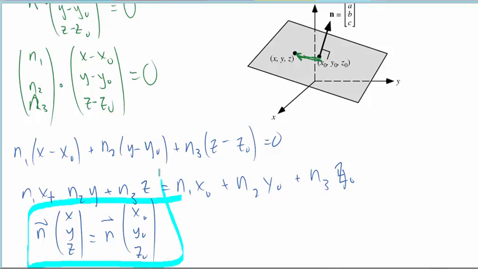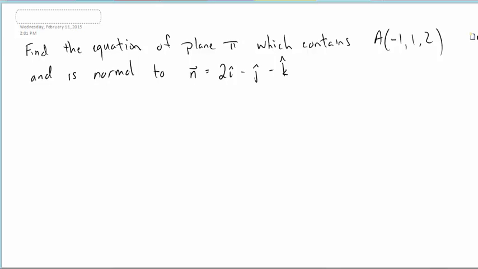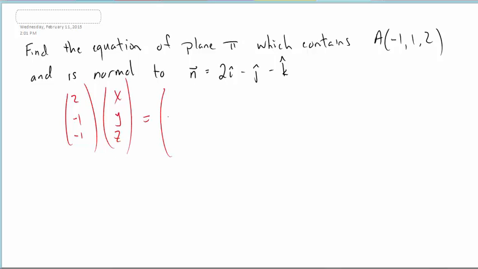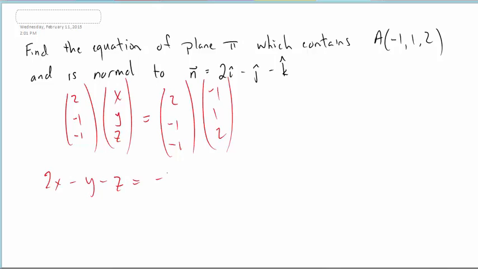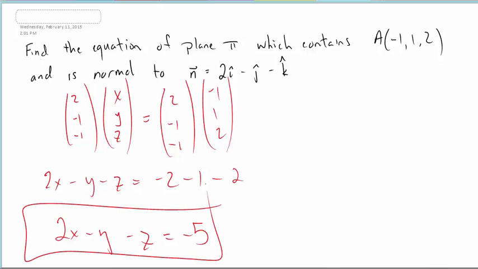You don't have to go through solving that system to find the Cartesian form of a plane, and let's do that in an example. So, find the equation of a plane pi, which contains the point A and is normal to this vector. Well, to get this equation, how do we do it? Well, glad you asked. We're going to take the normal, 2, negative 1, negative 1, and dot it with x, y, z, that generic point in the plane, and that's going to equal the normal dotted with our point, because that point's in the plane. Now we expand. We get 2x minus y minus z equals negative 2 minus 1 minus 2. So our Cartesian form is 2x minus y minus z equals negative 5. And we are done.